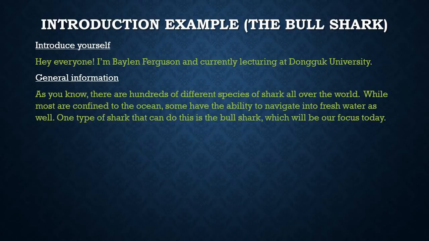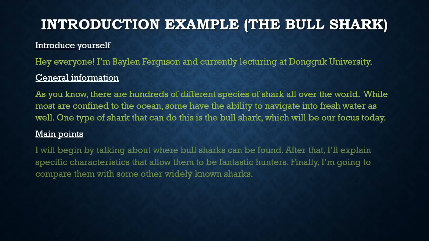Now, once we finish giving this, we're going to give our main points. And obviously, main points are going to differ from group to group. It's just whatever you find to be important. The main points that I chose are as follows. I will begin by talking about where bull sharks can be found. After that, I'll explain specific characteristics that allow them to be fantastic hunters. Finally, I'm going to compare them with some other widely known sharks.